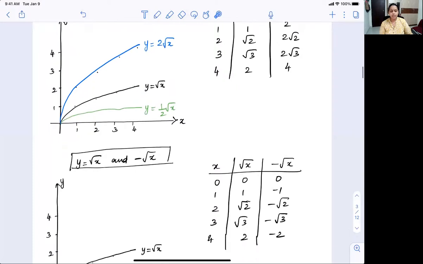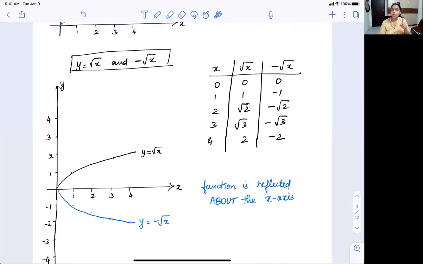Now, in the next case, we're still multiplying, but now we're multiplying by a negative number. So we want to plot root x and minus root x. And when you multiply by a negative number, the values are going to be the same, but they're going to be reflected about the x-axis. So instead of being in the first quadrant, where x is positive and y is positive, they're going to be in the fourth quadrant, where x is positive and y is negative, and you end up getting this function. So this means your function is reflected about the x-axis when you multiply by a negative number.